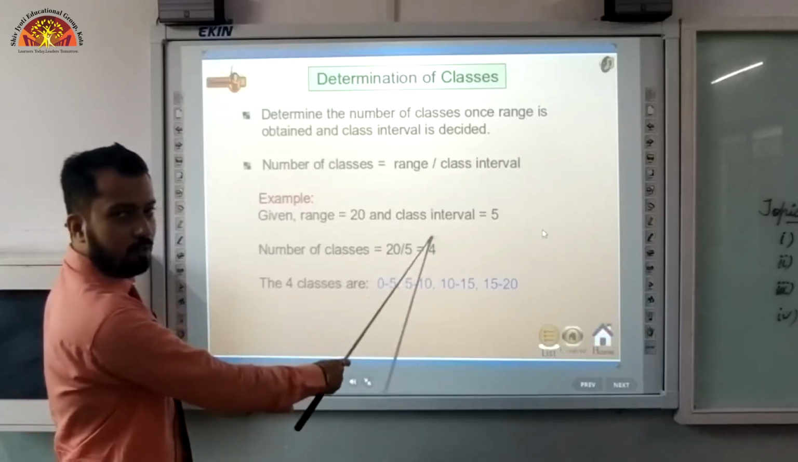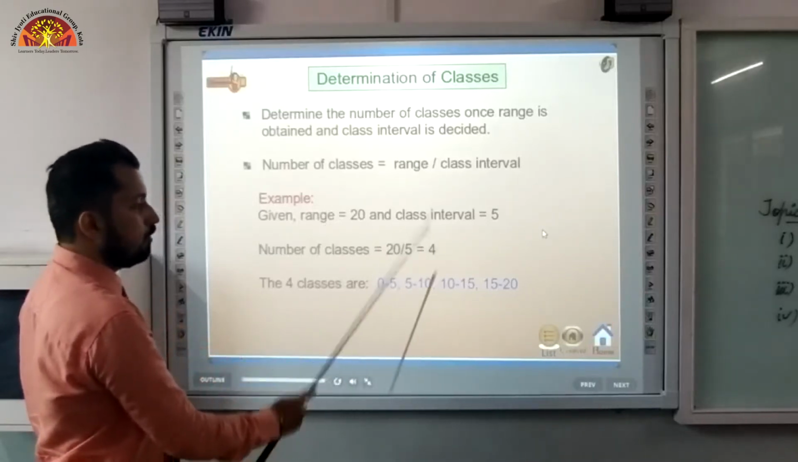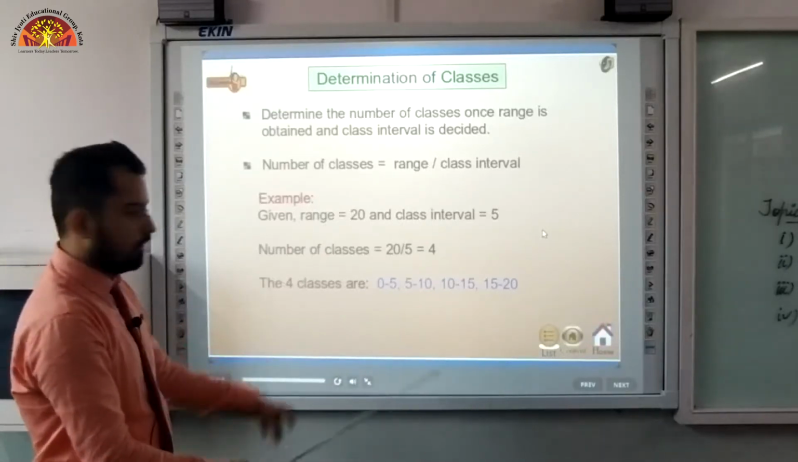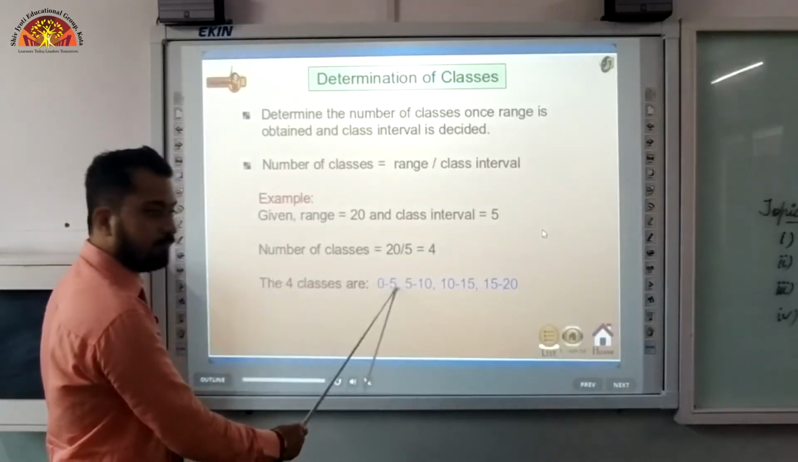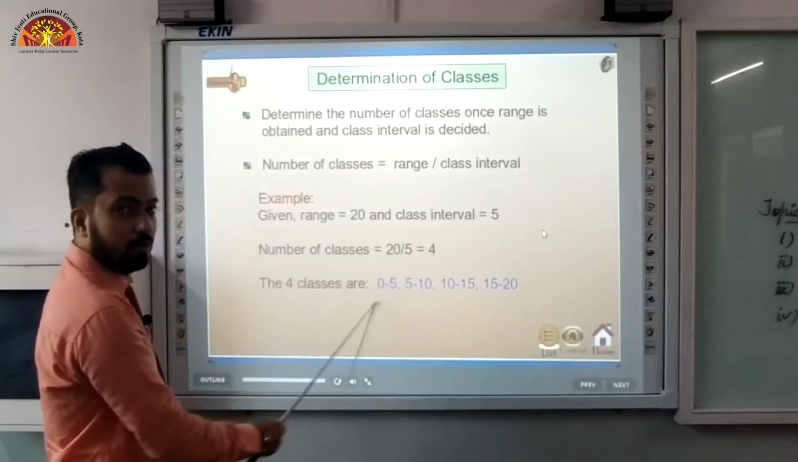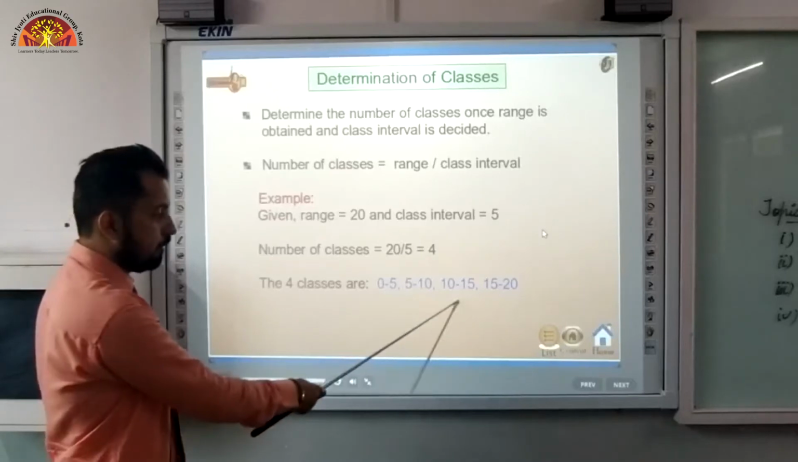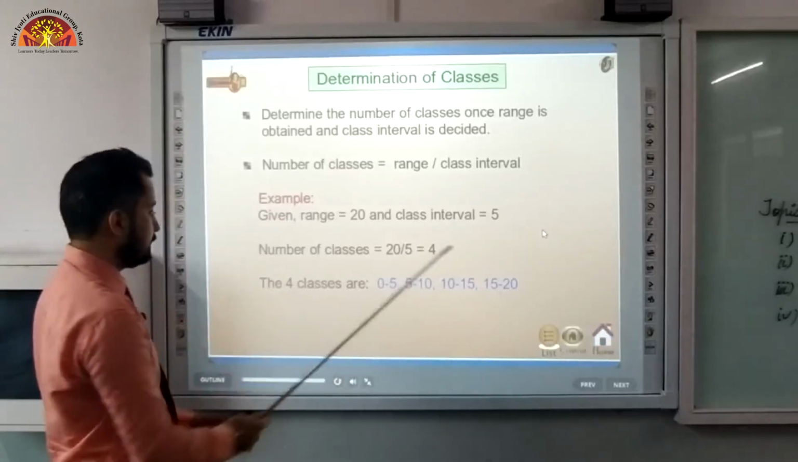Next is class interval. What does this mean? What I told you: the difference between the lower limit and upper limit of any particular class. Here you can see 0 and 5. This is the lower limit, this is the upper limit. The gap between the two is 5. Further again the gap is 5, and again 5.